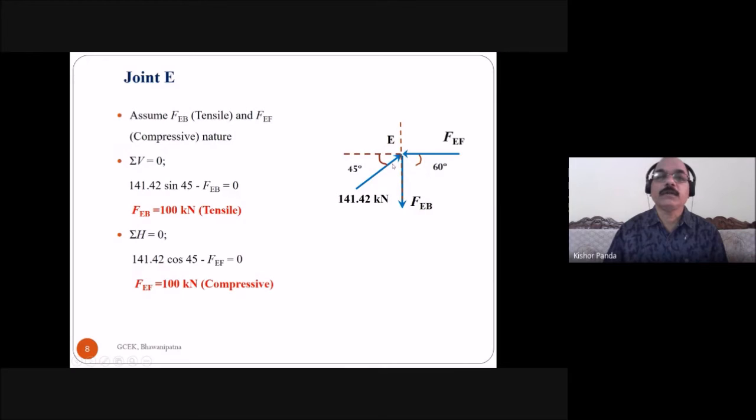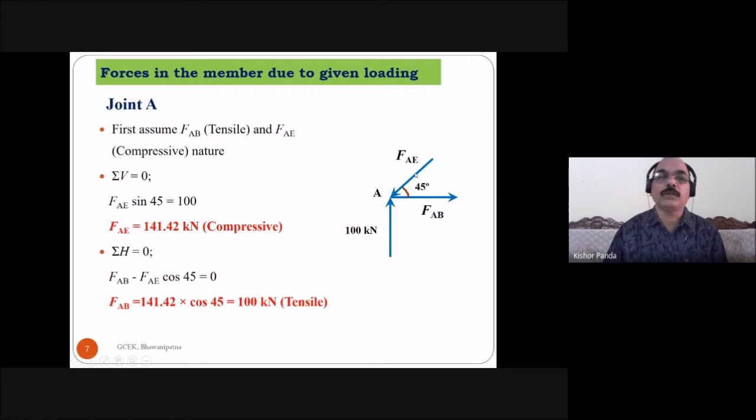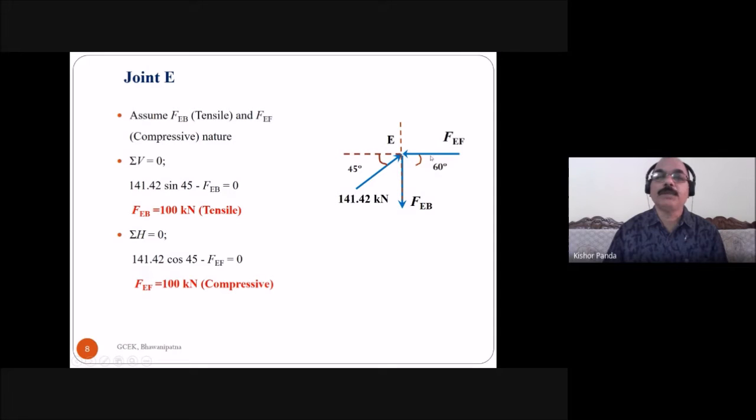So take this as joint E, and you know this force, this is 141.42 kilonewton. You know this one, 141.42 kilonewton. But you don't know FEF and FEB, the force in the member EF and the force in the member EB. So these two forces you have to find out. Here also you have to assume the nature of the force. So what is the nature of the force in the member EF? You have to assume this is compressive, and the nature of the force in the member EB you assume is tensile. So this force you assume tensile, and this force you take compressive.